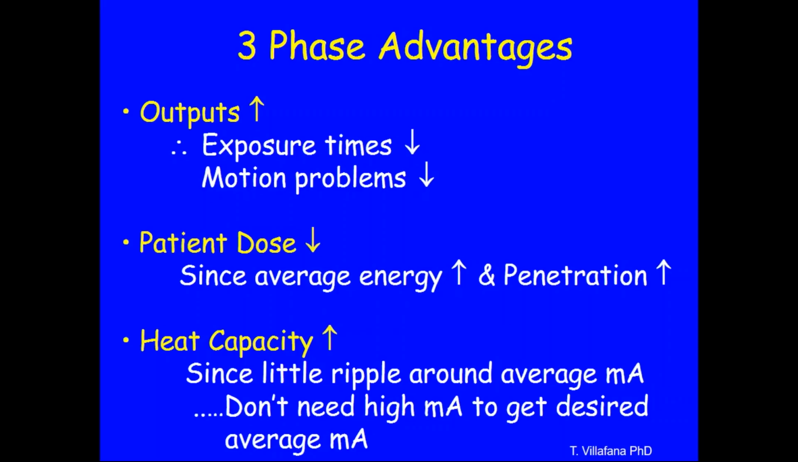And finally, heat capacity is greater since your average MA, which is the MA that you set, it does not, the tube does not stress to very high MAs. The average MA is essentially equal to the maximum MA. There's only, in a six-phase, three-phase 12 pulse, the variation between average and peaks is only 1.5% on either side of the average. Okay, so those are the three advantages of three-phase.